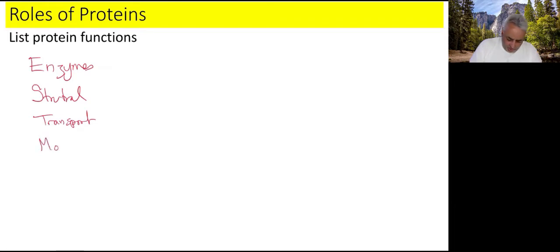Next, we have motor proteins. Not a favorite of students, but think about it. Your muscles, the muscles of animals, they can generate a force by allowing protein subunits to crawl across each other. And we'll talk more about them in a physiology type setting. But motor proteins are very important, right? Beyond that, we have storage proteins.